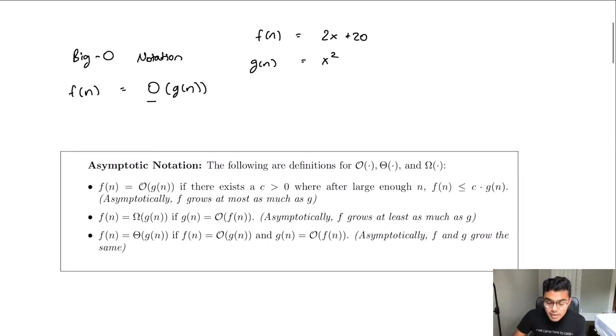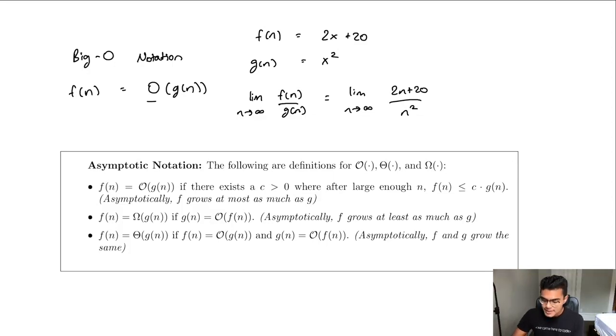The strategy here is to take the limit of f of n over g of n as n goes to infinity. In this case, it's the limit as n goes to infinity of 2n plus 20 over n squared. You can see that n squared is far greater than n. One is linear, one is polynomial. So in this case, this goes to 0. This means that my n squared term, as n gets bigger and bigger, supersedes my 2n plus 20 term.